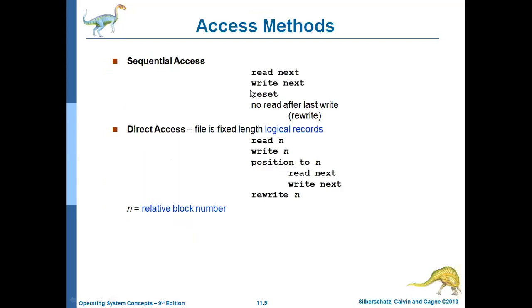Now comes the access methods. How is a file being accessed? The file information is accessed and read into the computer memory. It can be accessed in two ways: one is sequential access and the other is direct access.